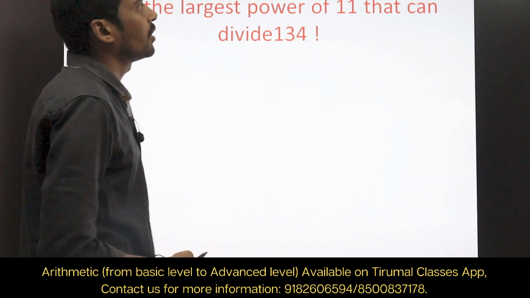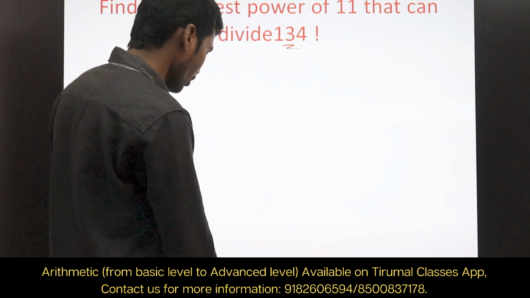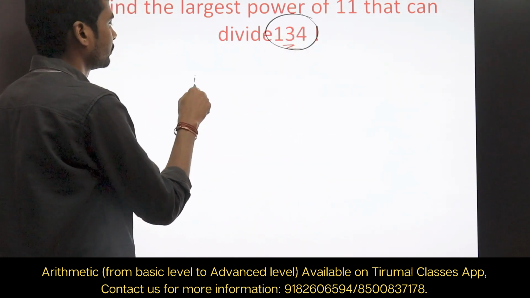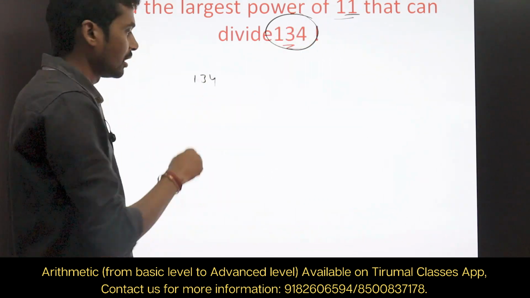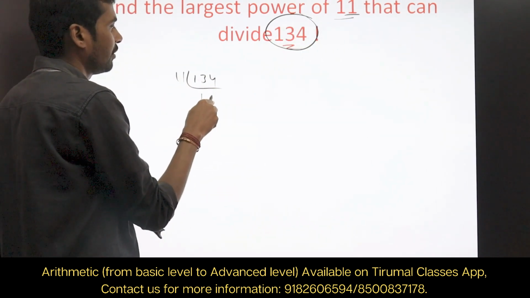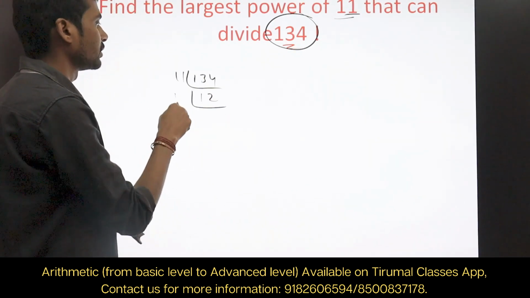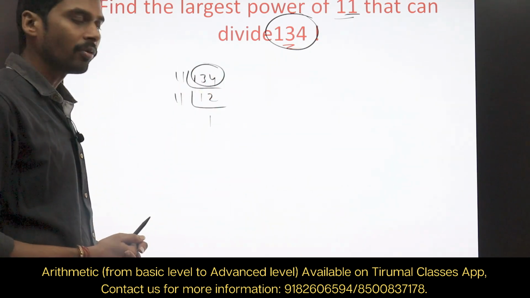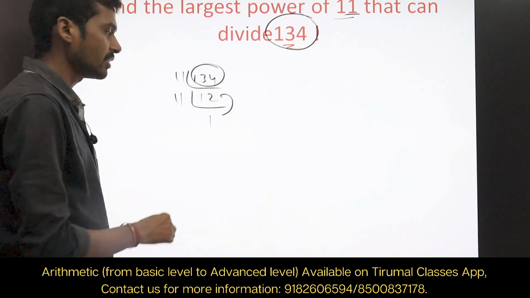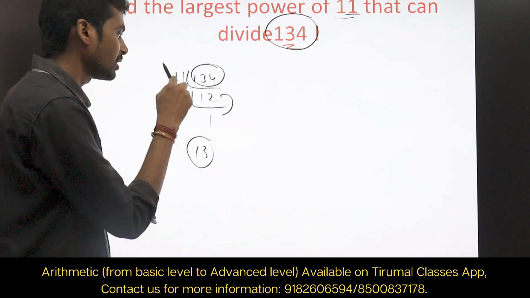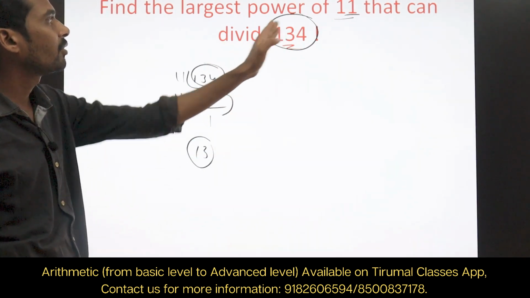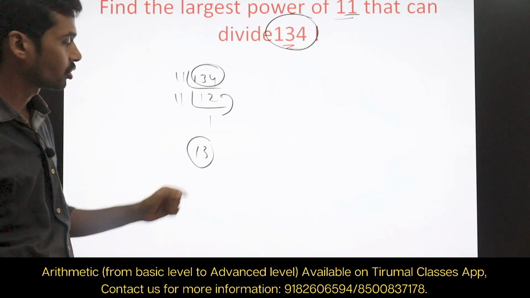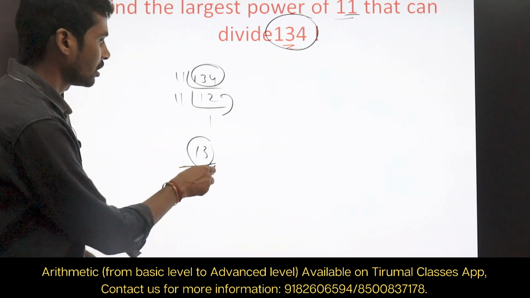Find the largest power of 11 that can divide 134 factorial. Here the number is 134, and we are supposed to divide with which number? 11. So 11 twelves are 132, 12 into 11 is 132. Then 12 divided by 11 gives 1. Except for the given number, the final answer is the sum of the remaining numbers. So 12 plus 1, what is the answer? 13. So the answer is 13. Is it clear?